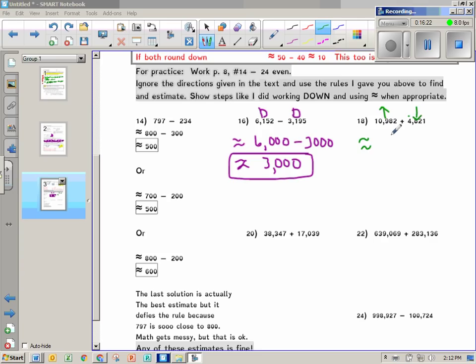So if I round this one up, let's round to the nearest 1,000. This would round up to be 11,000. The next one would round down to be 4,000. And so my approximation comes out to be 11 and 4 is 15,000.